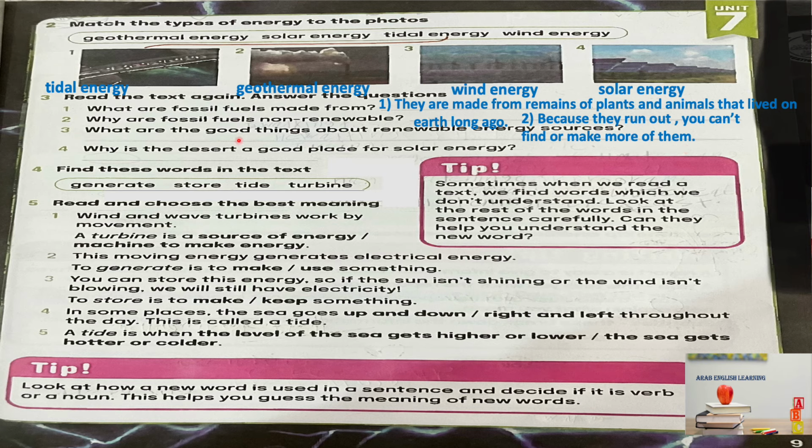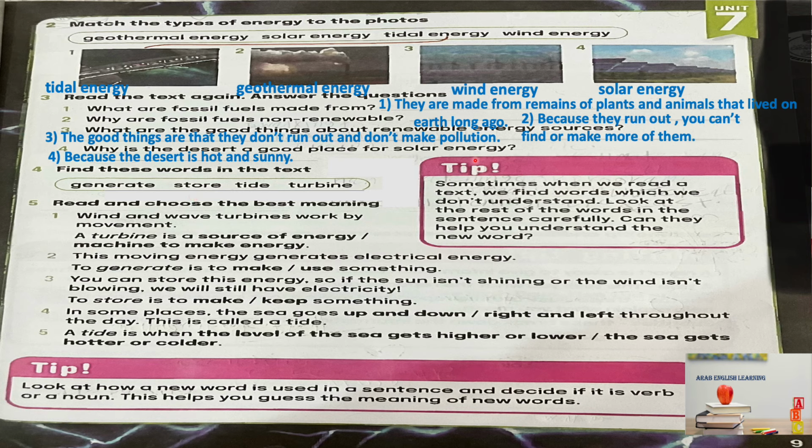3. What are the good things about renewable energy sources? The good things are that they don't run out and don't make pollution. 4. Why is the desert a good place for solar energy? Because the desert is hot and sunny. Exercise 4. Find these words in the text: generate, store, tide, turbine.